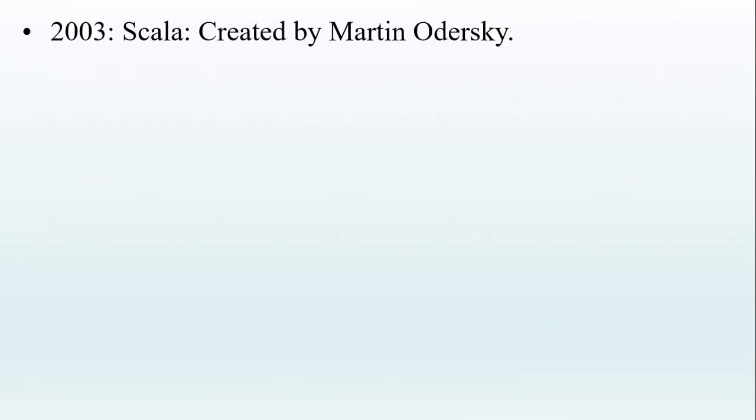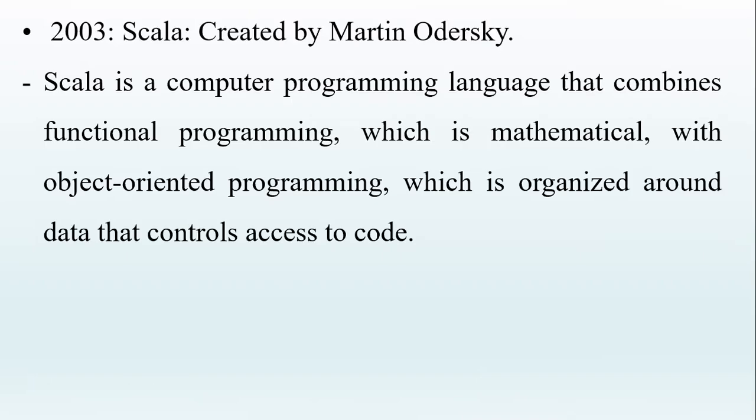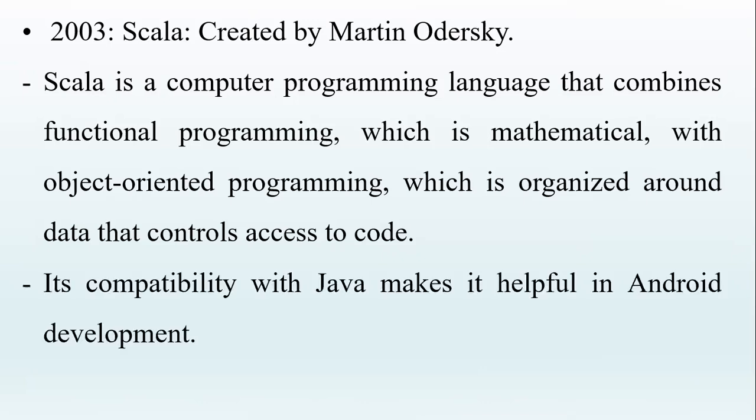In the year 2003, Scala was created by Martin Odersky. Scala is a computer programming language that combines functional programming, which is mathematical, with object-oriented programming, which is organized around data that controls access to code. Its compatibility with Java makes it helpful in Android development.